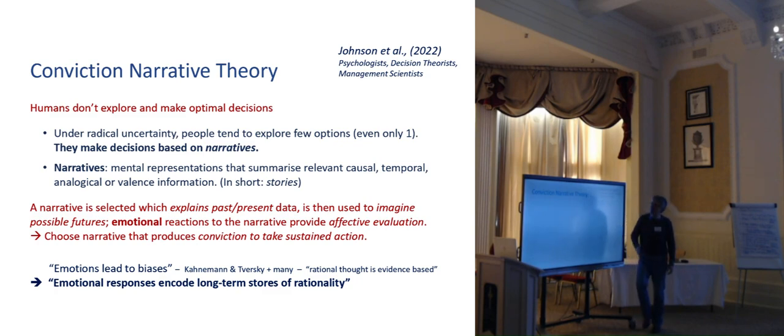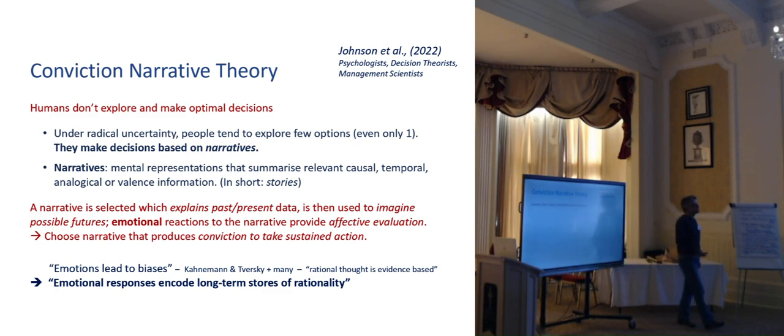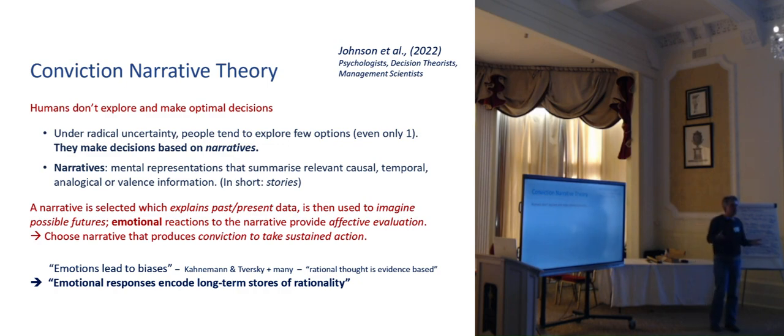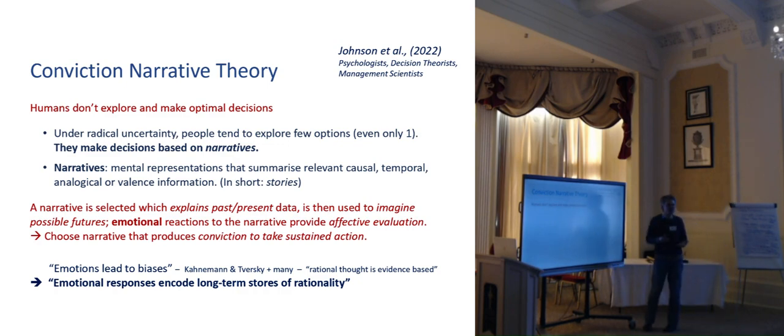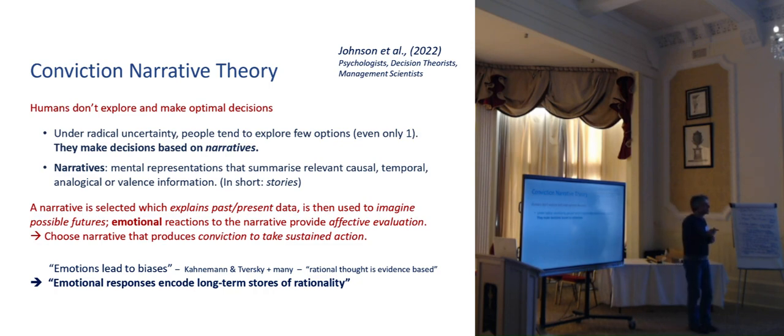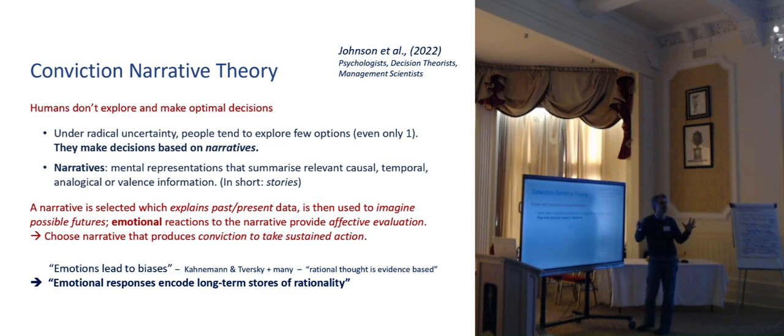So what do they do? It turns out, as you might have expected, they don't explore the space. They don't make optimal decisions, as we know. Under radical uncertainty, they explore very, very few options, even one option out of that unexplorably large space where the curse of dimensionality was hitting us. And they make decisions based not on the facts that we give them, but on narratives. So this is what people are doing, not what we would like them to do. They make decisions based on narratives.